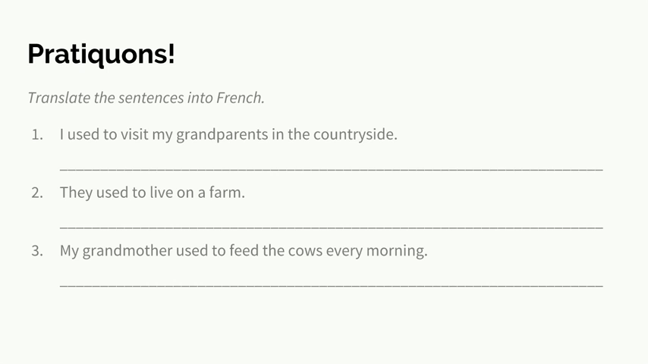Alors, on verra. So let's look at these. Numéro 1, I used to visit my grandparents. Je rendais visite à mes grands-parents à la campagne. So rendre visite, rendre is a regular RE verb. So we would go to the nous form, rendons, take off our ons, and then add our ending. Je rendais visite à mes grands-parents à la campagne.